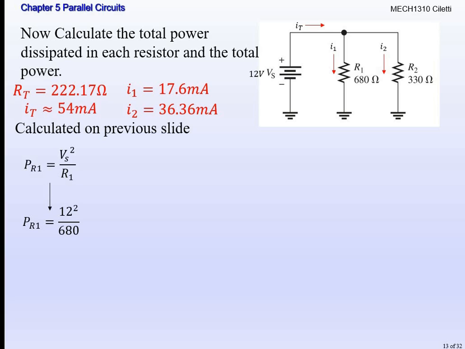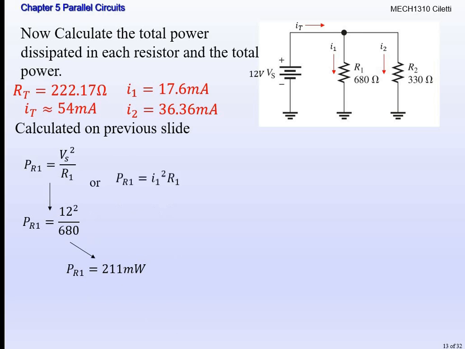So maybe you screw up calculating total resistance, but you can get the power calculations right on the test. You still get more points, all right? So we're going to take the voltage source squared divided by 680, because that's the value of R1. So it's going to be 12 squared divided by 680, or 144 divided by 680. You're going to get 0.211 watts, or 211 milliwatts.